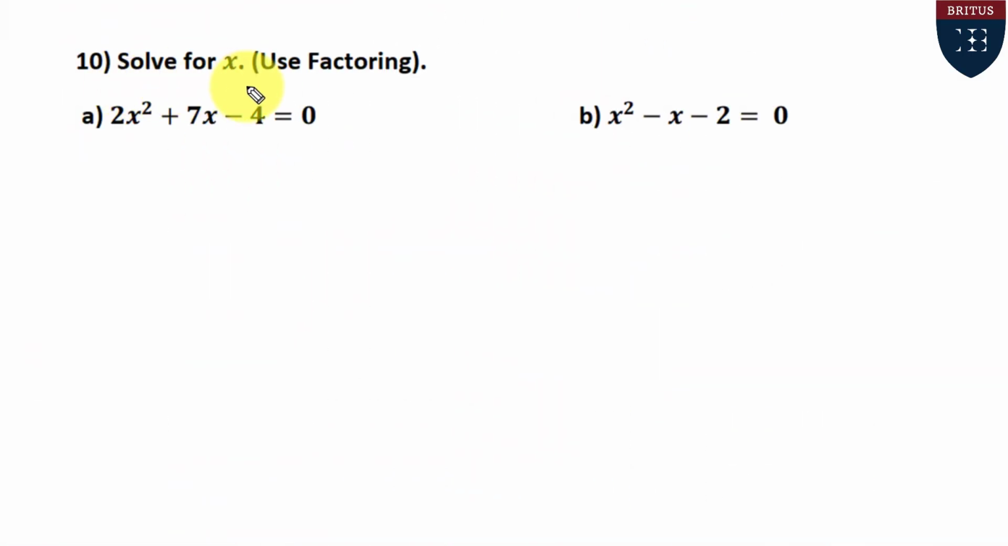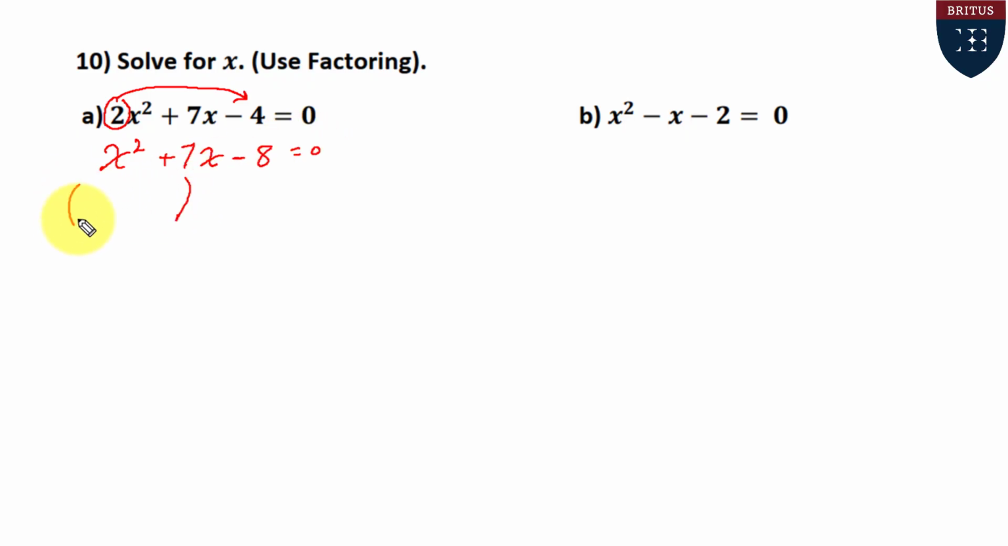Finally, solve for x using factoring: 2x squared plus 7x minus 4 equals 0. How can we solve this equation? We have two methods by factoring. Just take 2 and multiply it by 4. We get 8. Now we can rewrite the equation as x squared plus 7x minus 8 equals 0.